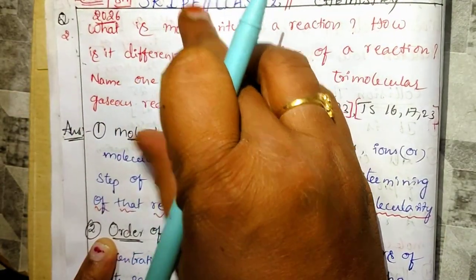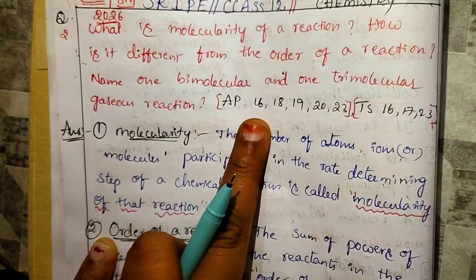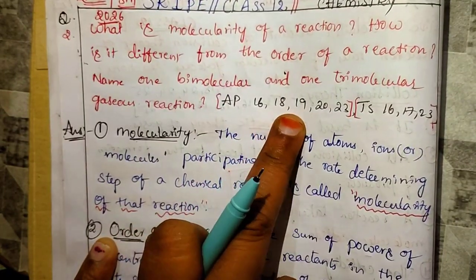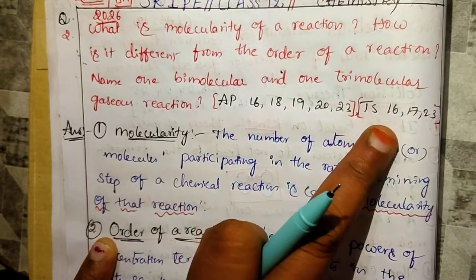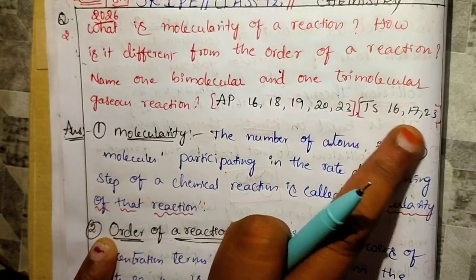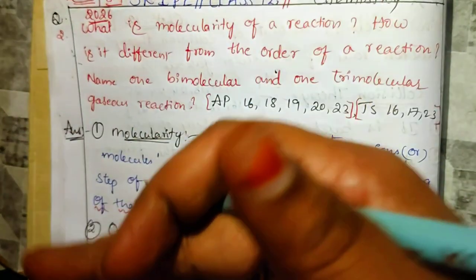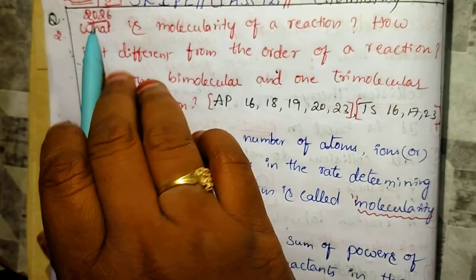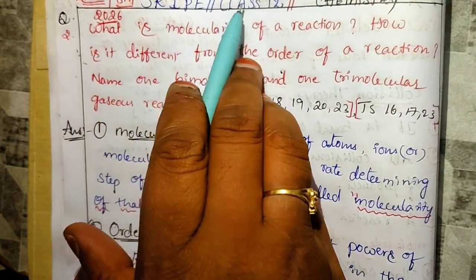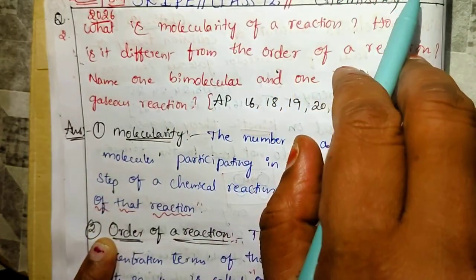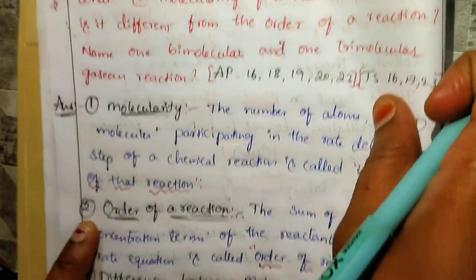This is the question every year they are repeatedly asking: in AP state 2016, 18, 19, 20, 23, and in Telangana state 2016, 17, 23. So it is a repeatedly asked 8 mark question, sure in 2026 Senior IPE Class 12 CBSE from the lesson Chemical Kinetics. Okay, so let us see.